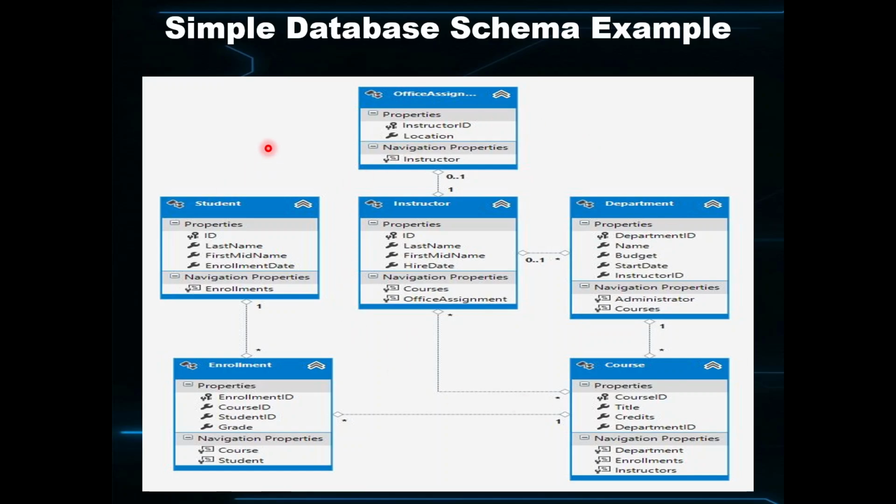You can see here, each of these is representing a specific table in that particular database. And inside that table, let's say the table for students, for example, these that you see here, properties, ID, last name, first name, enrollment date, these are what we call the fields. So with this schema, we can easily create our database.